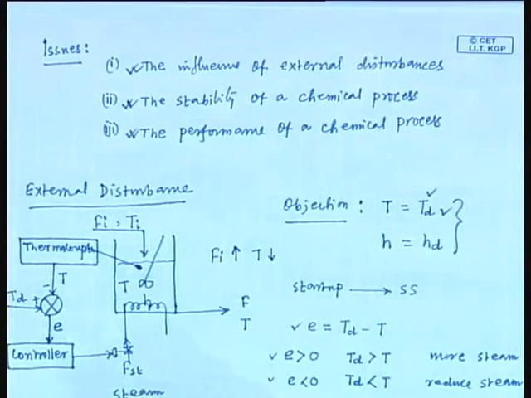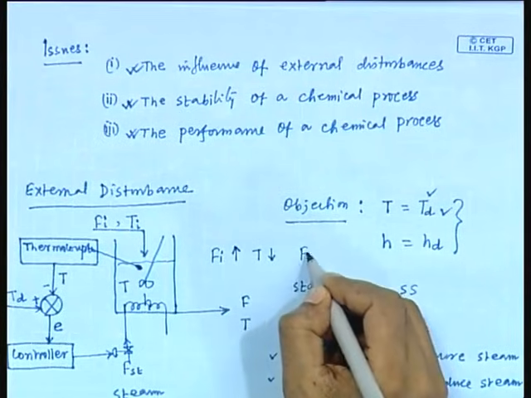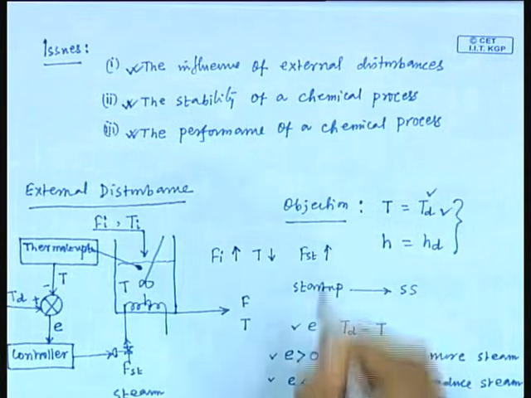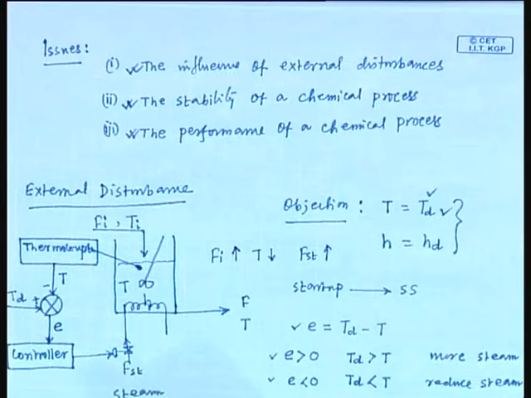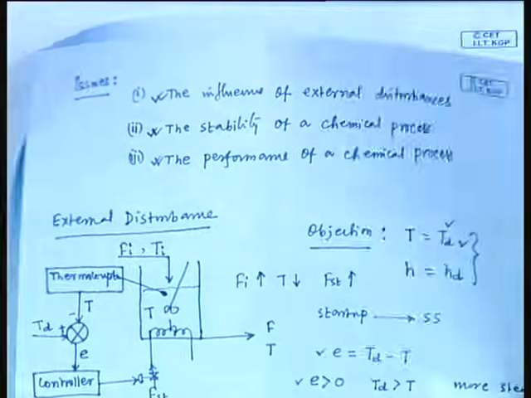So, in this situation, what will the controller do? The controller will increase the steam flow rate. That means the controller will increase this Fst. So, this is the description in terms of external disturbance. So, it is very clear from this discussion that the controller suppresses the effect of external disturbance. Fine. Next, we will discuss the stability of a chemical process.